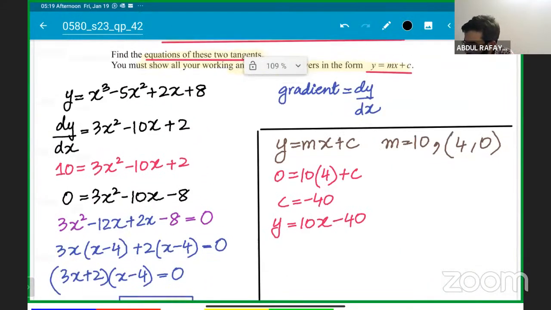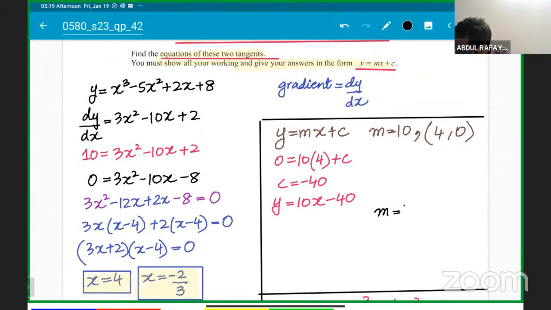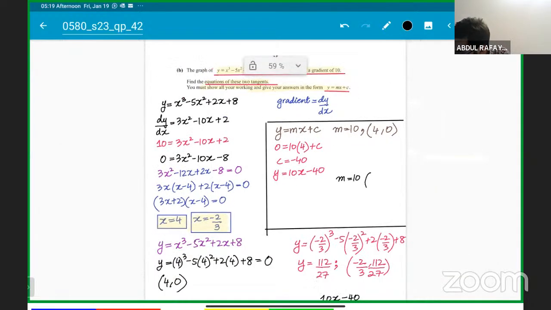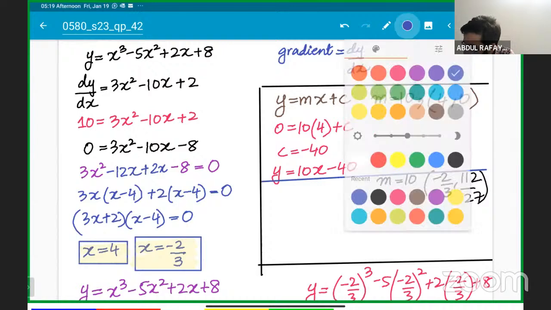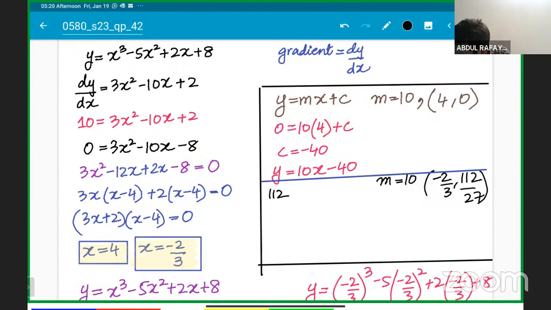mx + c. For the other one, the gradient is 10 and the coordinates are (-2/3, 112/27). So you have to apply the formula again and get the answer. We have to find the value of c: 112/27 = 10 times (-2/3) + c. So c is basically 112/27, and this minus becomes plus 20/3, 10 times 2 is 20, 20/3.